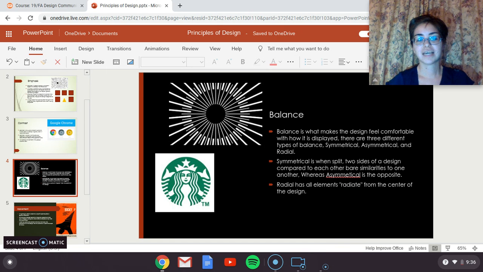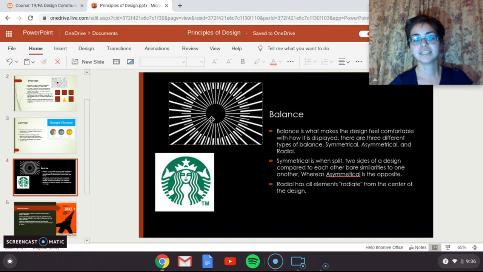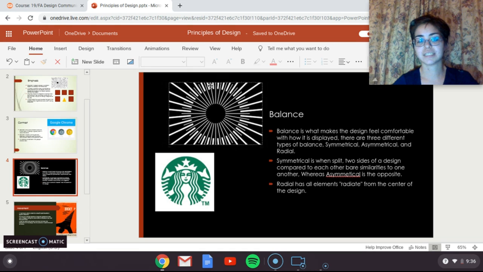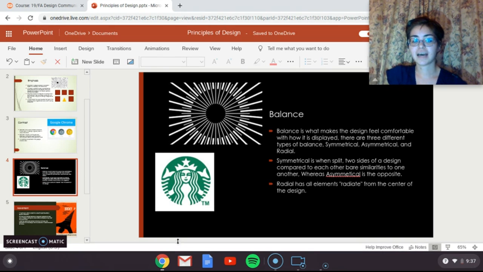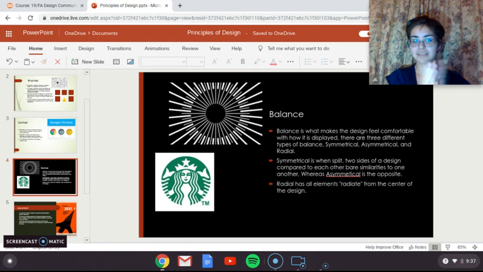Examples of that would be the circle right here that has the different designs and lengths of lines circle and kind of radiate around it. And an example of symmetrical design would be the Starbucks logo right here, which if you were to split it in half, you could see that it would most likely be perfectly identical to the other side.